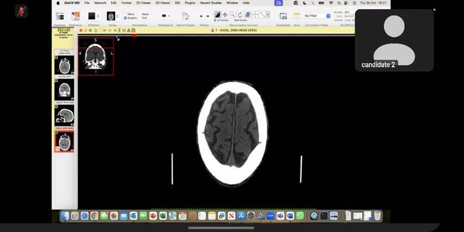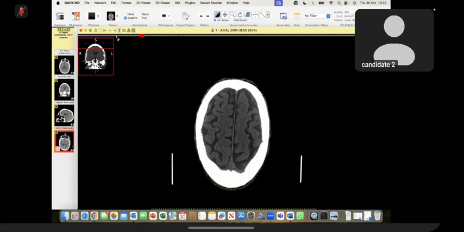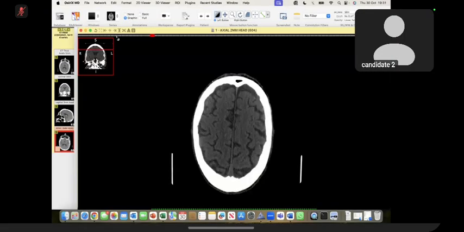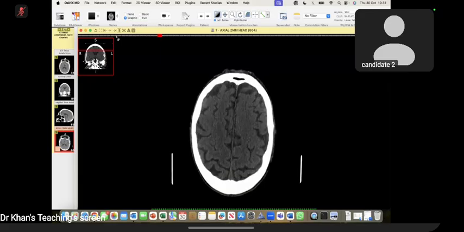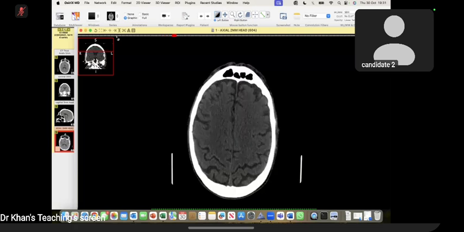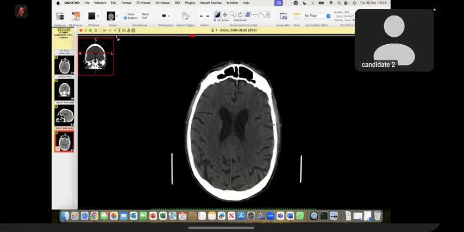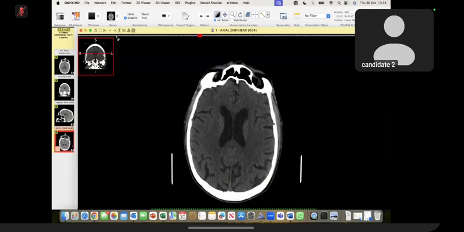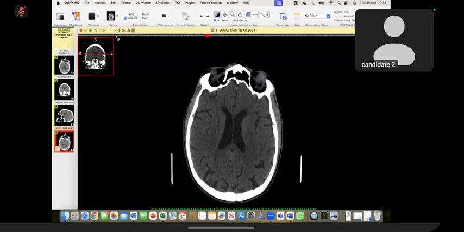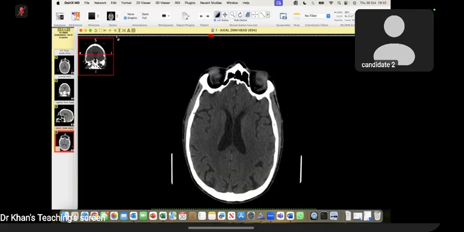So I've been provided with a CT head plain of a 70-year-old male patient who had a prior history of respiratory tract infection and is now presenting with headache. I'll take a moment to scroll through the given images and then start presenting my findings. In my initial scroll, I cannot appreciate any gross intra-axial, intra or extra-axial bleed.